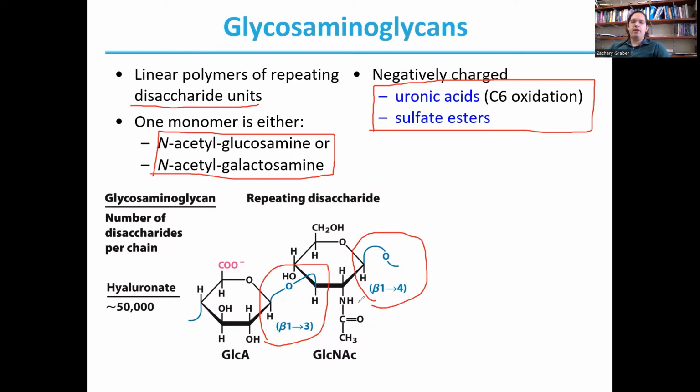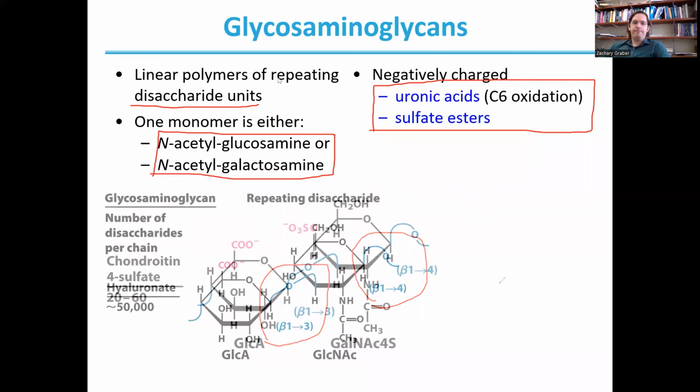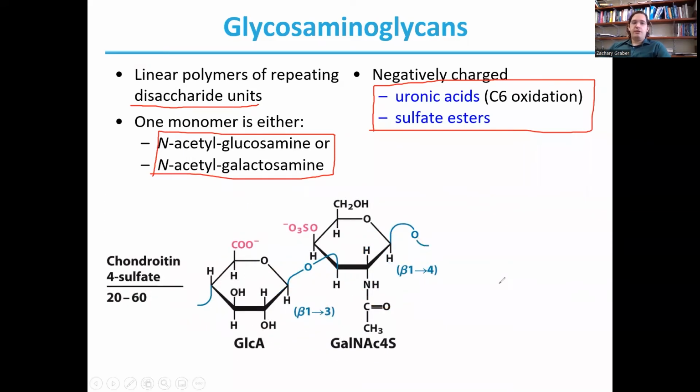So this is a unique case where we have two different glycosidic bonds, but it's not resulting in branching, right? It's just that we're varying our bond as we go along our linear polymer. The sugars that we use in our glycosaminoglycans will vary significantly between different kinds of glycosaminoglycans.